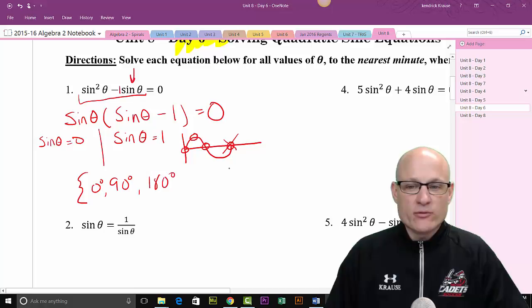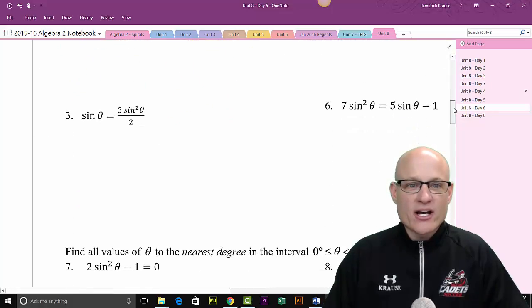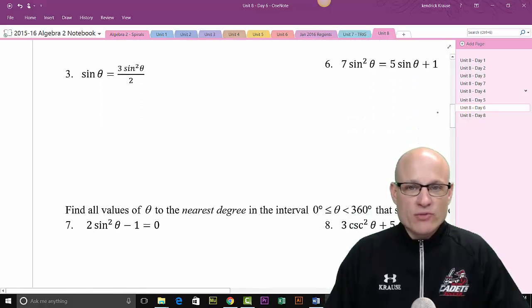and 180 degrees. Woo! Mr. Krabs, math rocks. It's a rock and roll.